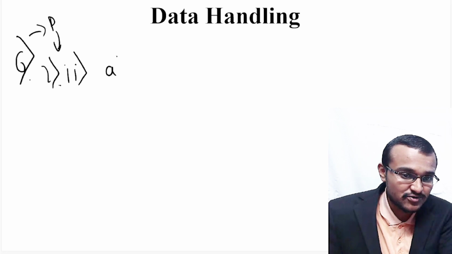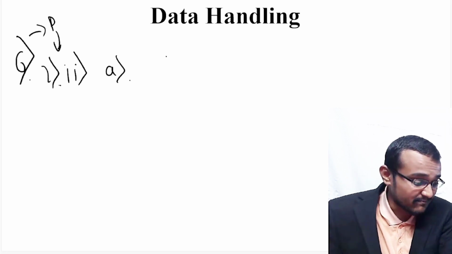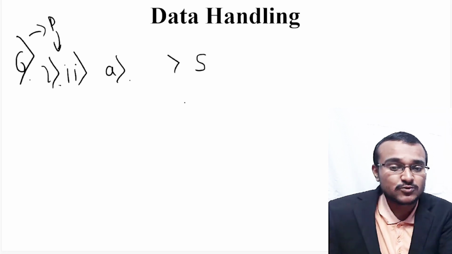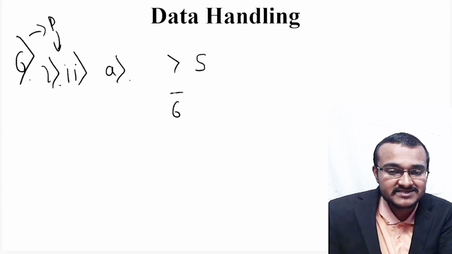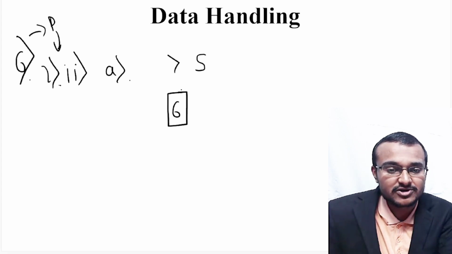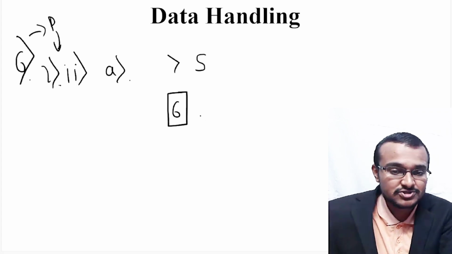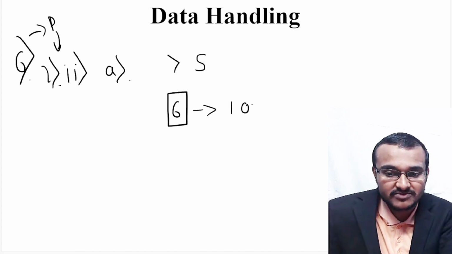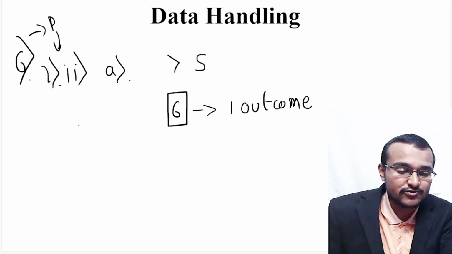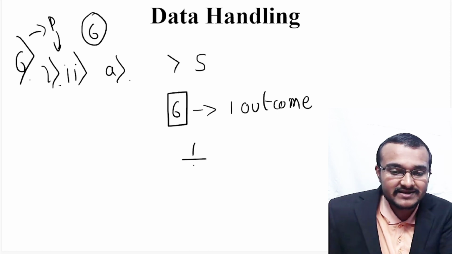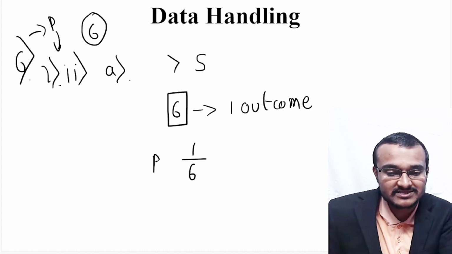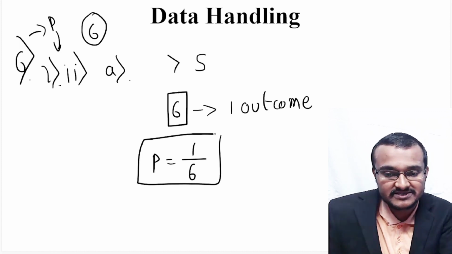Question A is saying getting a number which is greater than 5. So what was the outcome possible? 6 is the only outcome possible, because in 1 to 6, 6 is the only number which is greater than 5. So you have only one outcome possible, and the total outcome when you roll a die is 6. So 1 will be in the numerator, that is the possible outcome, and the total outcome will be in the denominator, that is 6. So the probability will be 1 by 6.